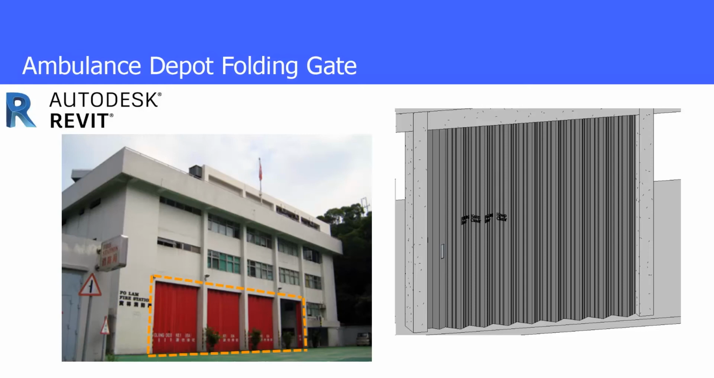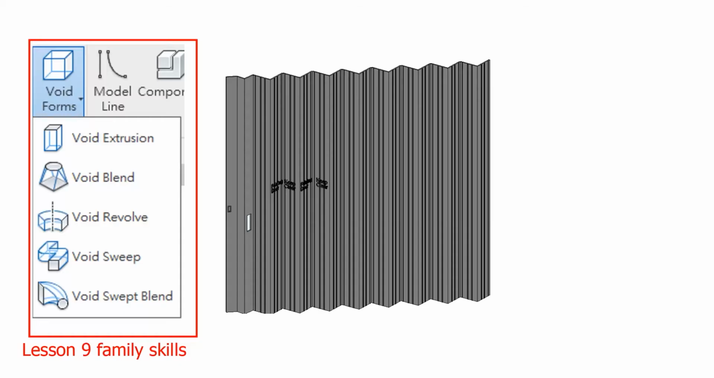In the last lesson, we learned some basic skills to create a family. This time, we will try to create our first family. There are some folding doors in front of the station. The folding doors are the access for the fire trucks. The gateway family is the one we will create in this lesson using different family tools that we discussed in lesson 9.